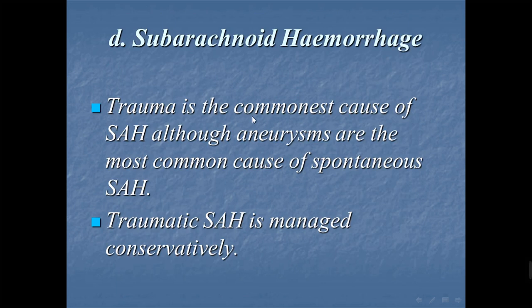Subarachnoid hemorrhage. Trauma is the commonest cause of subarachnoid hemorrhage, although aneurysms are the most common cause of spontaneous hemorrhage. Traumatic subarachnoid hemorrhage is managed conservatively because they resolve by themselves. There is no need for surgery unless this subarachnoid hemorrhage results in one of the complications which I mentioned to you in the third lecture of hydrocephalus. If the patient gets hydrocephalus, in that case, there will be a need for surgical intervention, I mean by shunting of the ventricles.